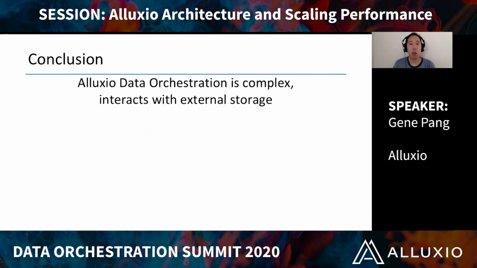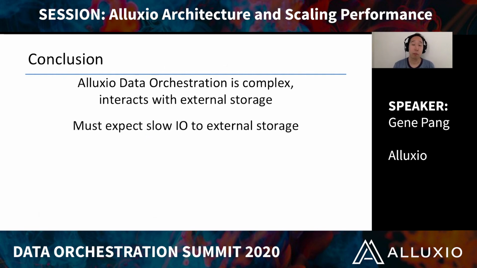So those were a lot of the recent improvements we made, all related to how we scale out to large scale deployments. And so what we've ultimately concluded is that Alluxio data orchestration can be pretty complex, especially since it needs to interact with external storage, whether it's over the network, whether it's local to the machine. There's always going to be some sources of pauses. And so the main conclusion is that we have to expect that slow I/O is going to happen, especially when we talk to these storage systems.